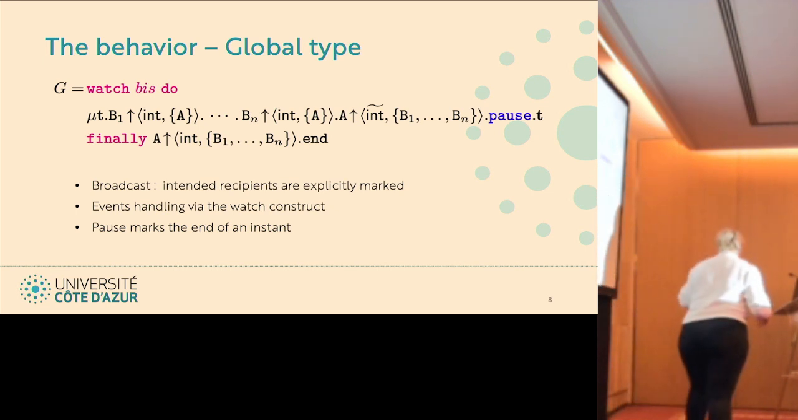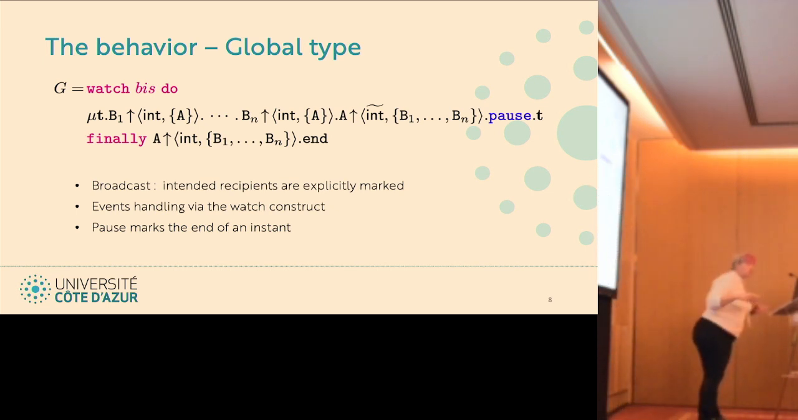This watch construct that you see here is the way of interpreting this event handling. Somebody will emit an event saying that the auction has finished, and when this event is caught, we will move to this alternative behavior where the auctioneer will decree who is the winner. We have broadcast, as I said, but from the point of view of the global type, they are just the usual multicast outputs. So we mark who is the sender and who are the intended recipients.